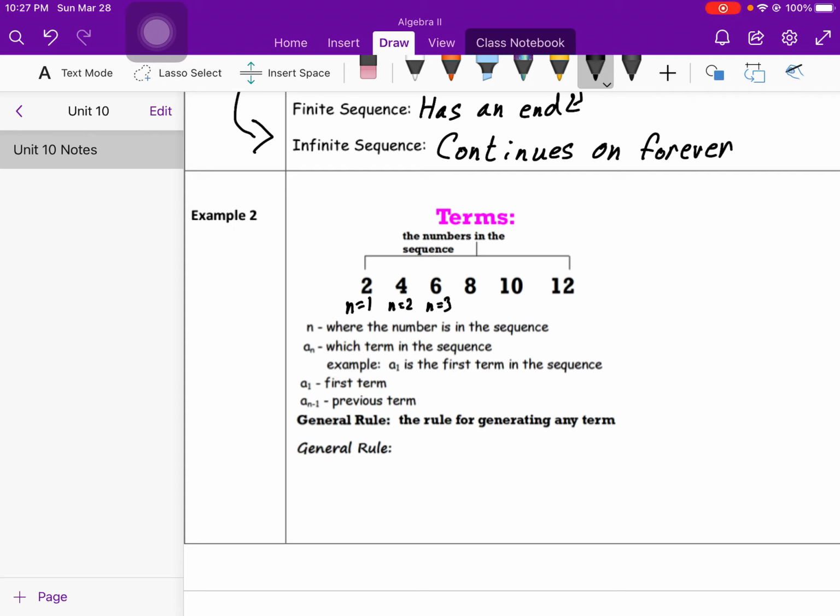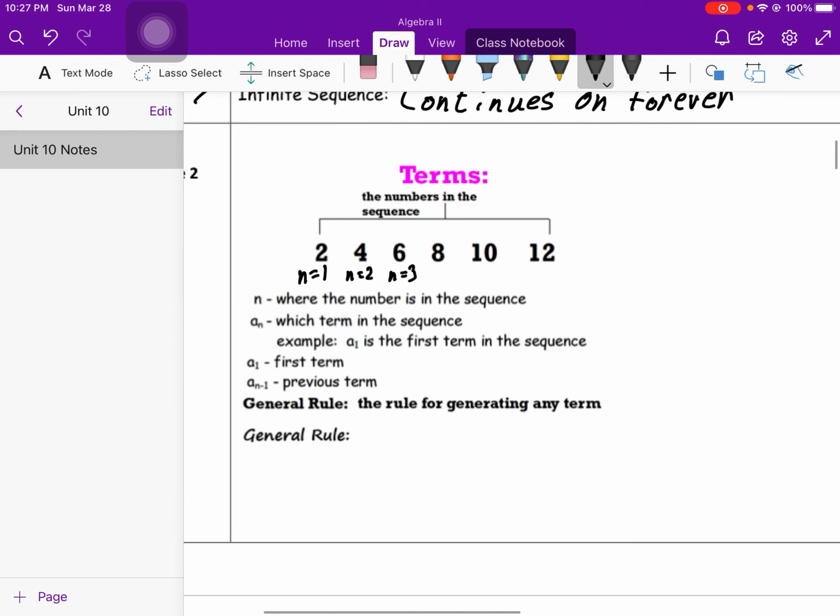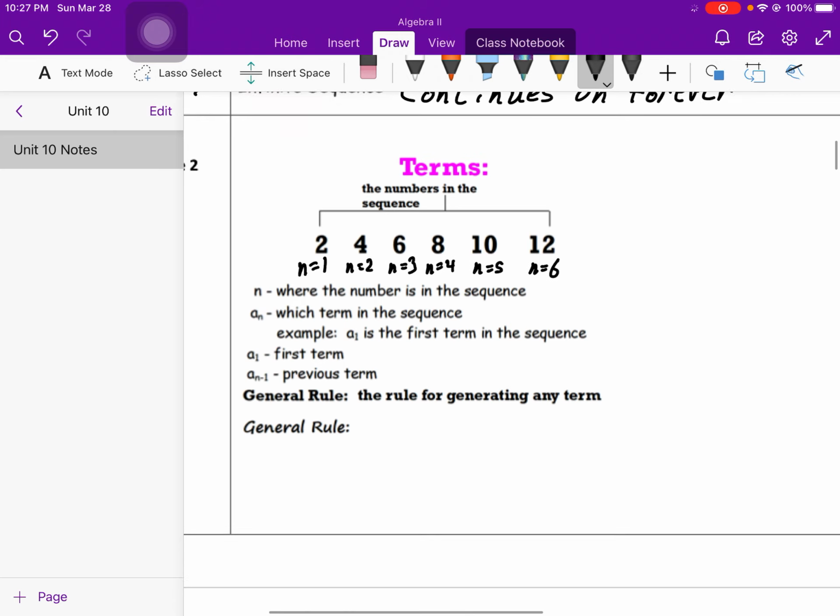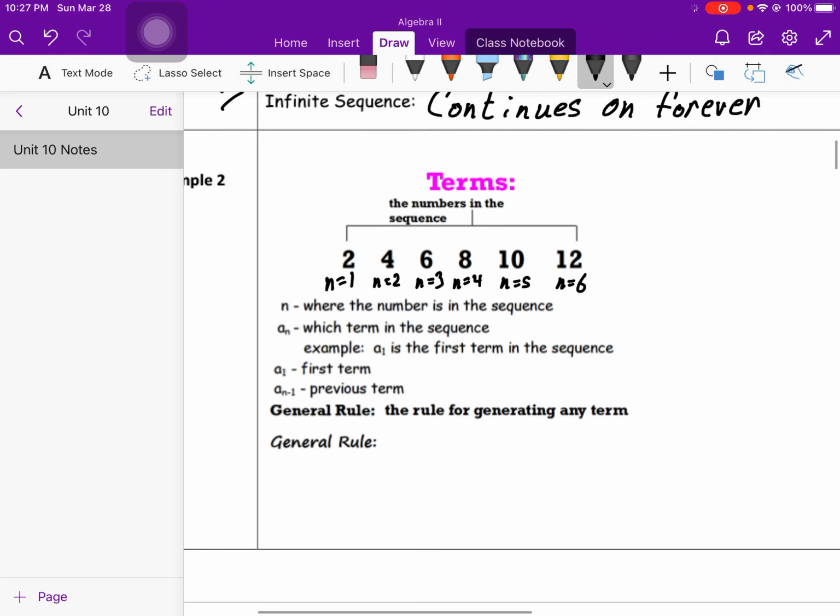And then you would have the next part. A of n minus 1 is the previous term. So that's just looking back at the term before the last one. So let's continue on. 4, 5, 6. So here we have 6 different terms.